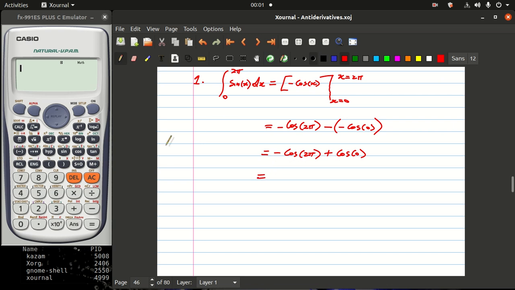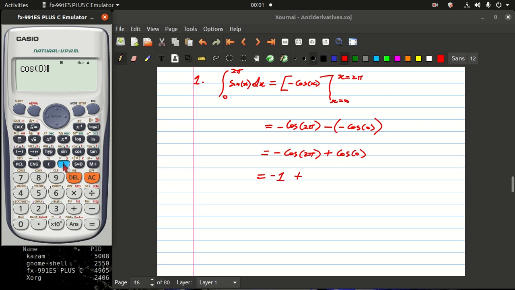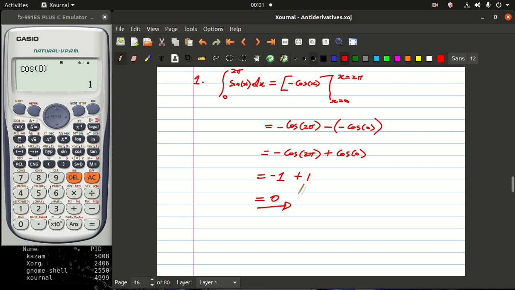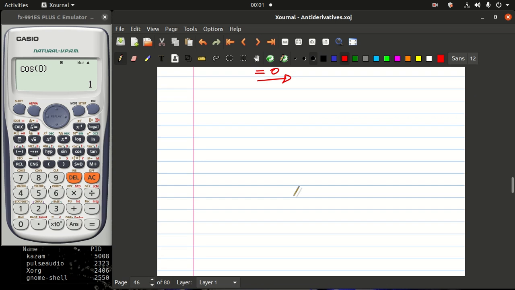And then next, you know that this 2 pi is the same as 360 degrees. So whenever you are looking for a cosine of 360 degrees, what is going to be that? That is a 1. So times a minus 1, I will end up having a minus 1, and then plus. What is cosine of 0? You know that cosine of 0 is the same as 1, so you have a 1. The answer that you are getting is 0 there. So this definite integral evaluates to 0. That is what is important there.